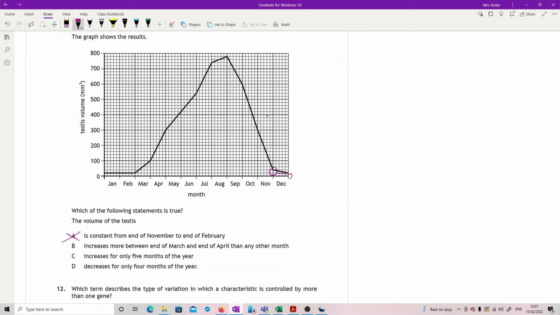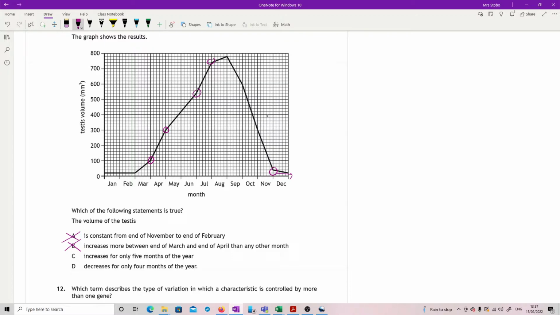Okay, increases more between the end of March and end of April than any other month. So end of March here to end of April here. So that's gone up by 200. Then you've got to look at every other month to find out if that's actually the case, if it increases more or less. The only one that I think could be in the running is here. And that's increasing by exactly the same amount, so it's not more. That's really tight, actually, though. You have to be reading that very carefully.